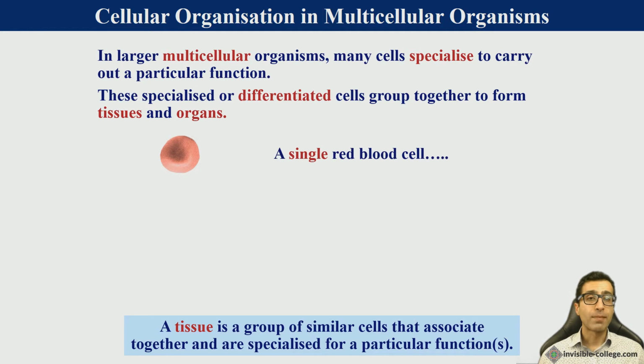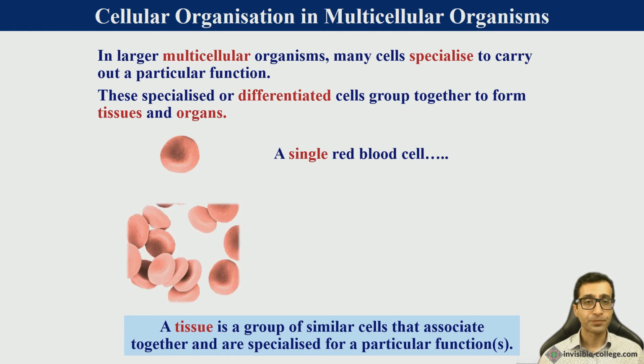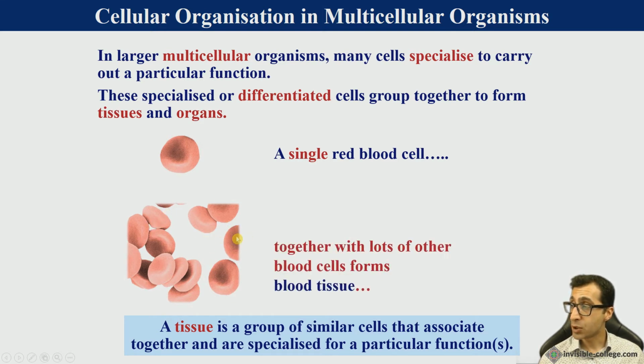So a single red blood cell we see here, but if you have many red blood cells together, so for example like this in blood, you have a tissue. So blood, even though it's a liquid, is in fact a tissue according to the definitions that we've given for these terms. So a tissue, again, is a group of specialized cells which are specialized to perform specific functions within an organism.